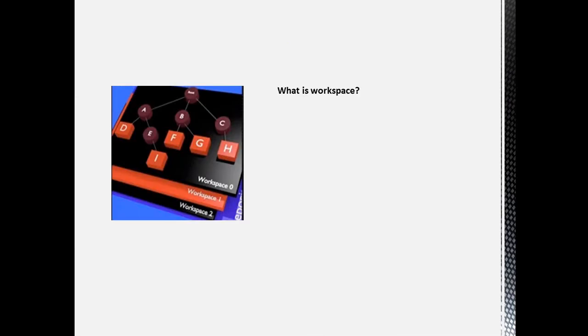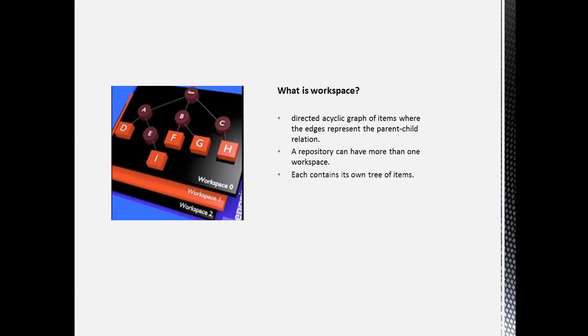What is a workspace? As I have just shown you, a workspace has one or more nodes. Each workspace will definitely have a root node. Initially I told you one terminology: this is an acyclic graph, a tree. It is not cyclic, it is acyclic. Each branch will definitely have a leaf node. A repository, as I said, can have more than one workspace. Each workspace can have one or more nodes. Each workspace contains its own tree of items.